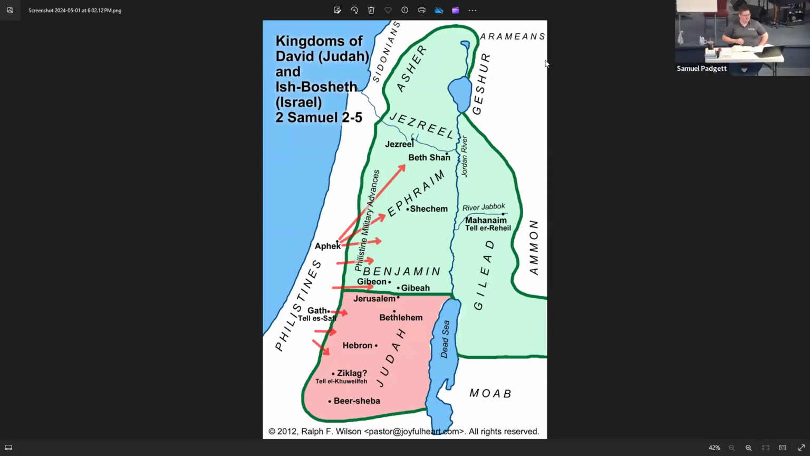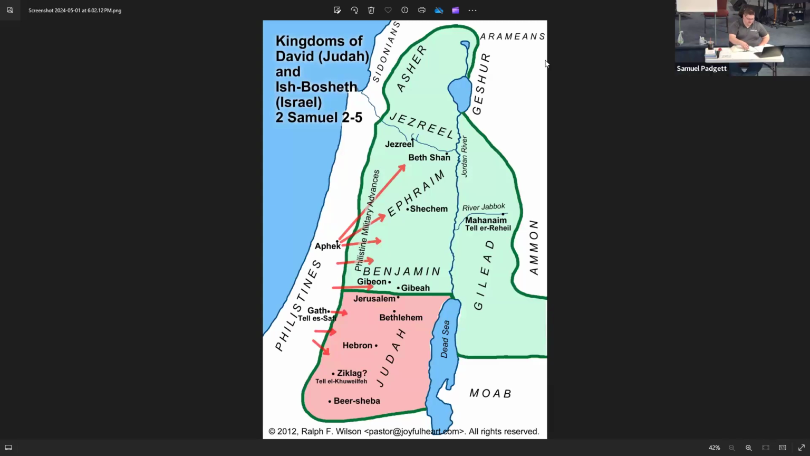Does that make sense? If we were to look at a map of Israel, we would see that Jerusalem is still in the bottom third of the country. But that is why David chose it. It is a wise political choice. It's also a really important city.